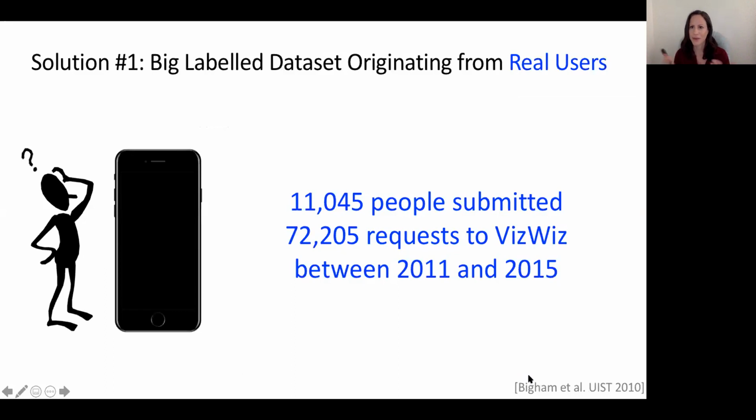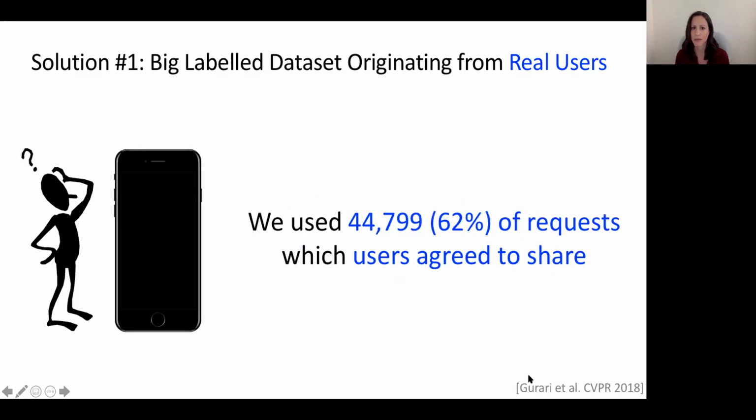And so with all this in hand, we embarked on creating a large-scale data set that originates from real users to represent their real-world needs. The starting point for this work is actually the data that came from the application I described, the VizWiz application that was introduced in 2010. At the time, between 2011 and 2015, over 11,000 people used this application to submit over 70,000 requests. We used almost 45,000 of those, or 62% of the requests, from which users agreed to share their data.